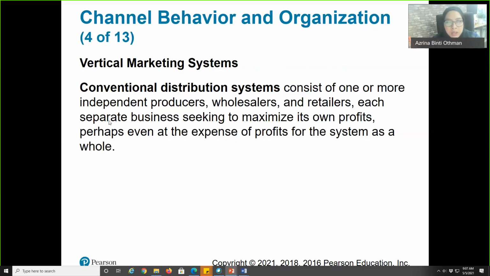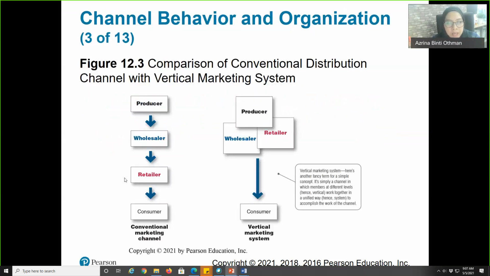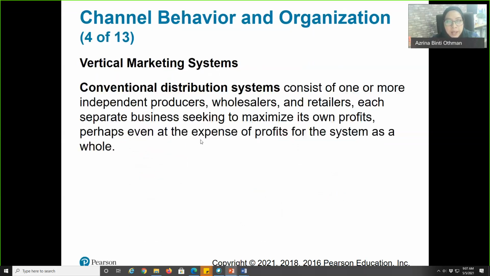Okay, each separate business seeks to maximize its own profits, perhaps even at the expense of profits for the system as a whole. So each of these intermediaries, at each level, semuanya mempunyai profit sendiri. For example, wholesaler, dia akan cari profit untuk wholesaler. Retailers juga sama-sama. So they want to achieve their own profits, right? And they also want to fully optimize, at the expense of profit for the system.